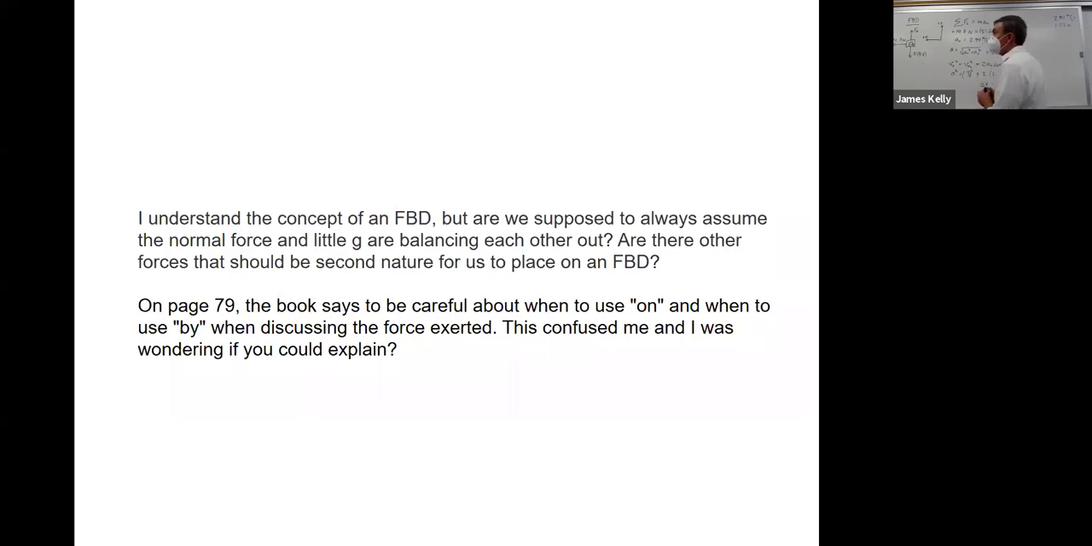I want to address the first sentence here. Are we supposed to always assume that the normal force and little g balance each other out? There's something that just doesn't make sense in that first sentence. A lot of times people say things and they mean something that they aren't saying. But here, what is being said? If we take it literally, why would I not say that the normal force and little g balancing each other out makes any sense?